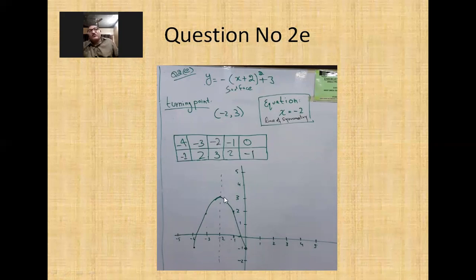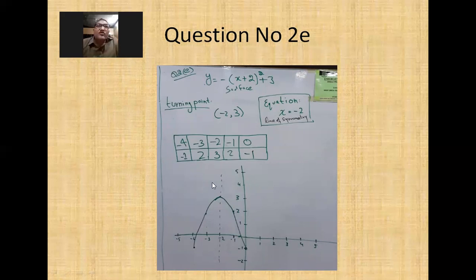I will plot -2, 3. This is the point. -3, 2. This is the point. -4, -1. This is the point. -1, 2. This is the point. And 0, -1. This is the point. Then join them with a smooth curve, and that will be your parabola.